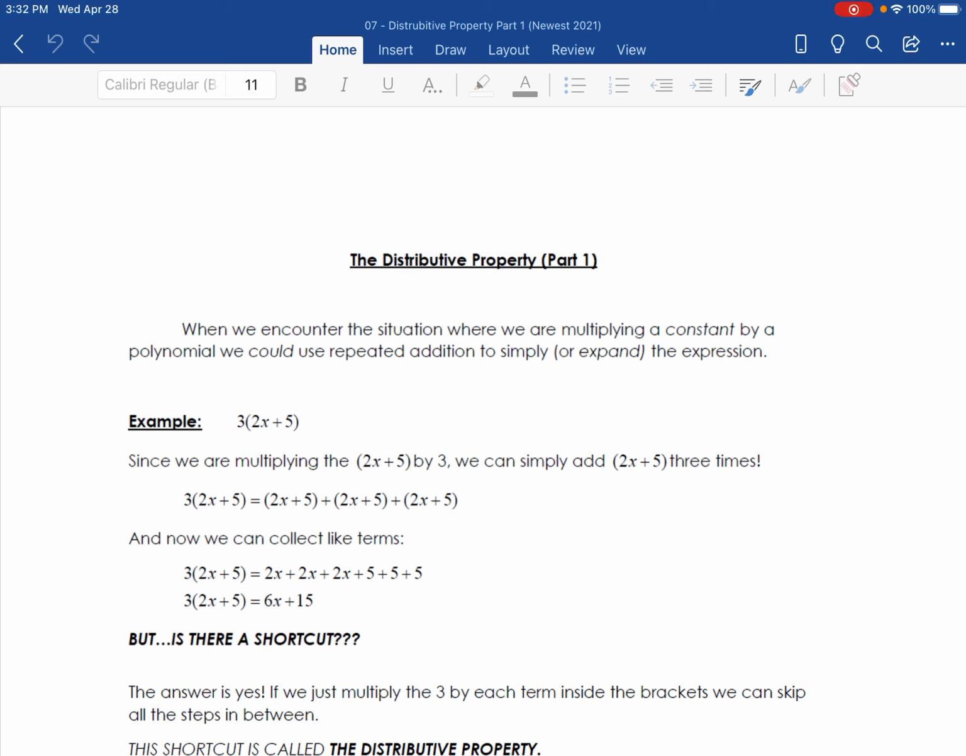If you haven't, I'll teach this like you haven't seen that part as well, so you get the whole thing here. So when do we use the distributive property? Distributive property is used when we encounter the situation where we are multiplying a constant by a polynomial.